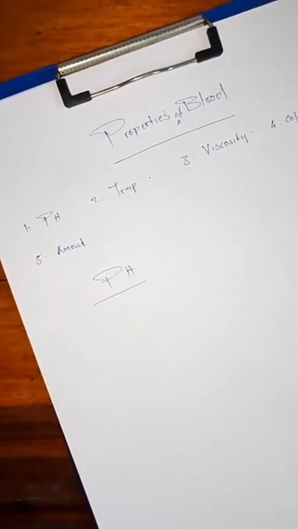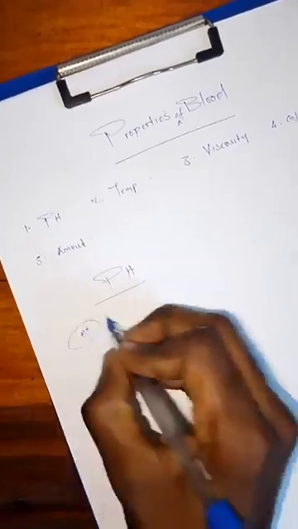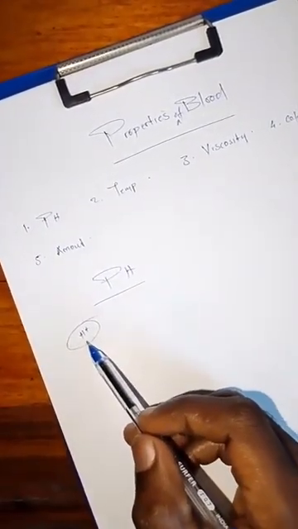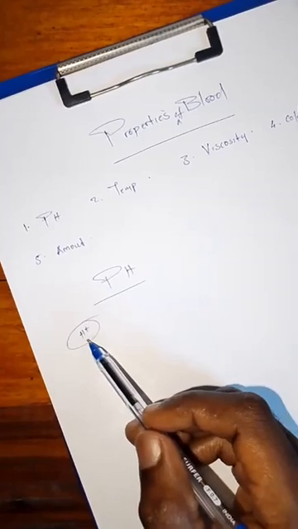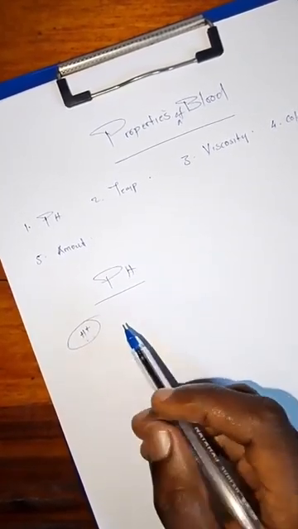Okay, so now let's start with the pH. Before we can talk about the pH of the blood, we have to know that pH basically reflects the concentration of hydrogen ion. So how much of the hydrogen ion is in this particular solution? When you get a correct measure of them, that is going to be the pH, or the measure of how acidic or alkaline a solution is.